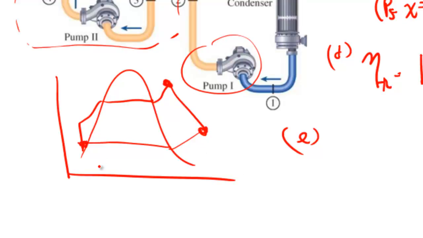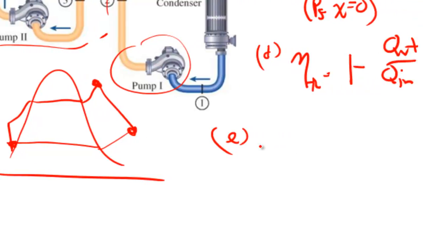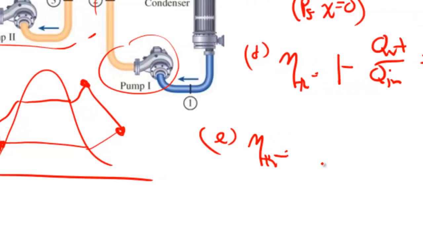This point right over here is more or less the same. So you just need to go ahead and get rid of your mass fractions in there. And you can go ahead and probably pump that out pretty quick. And you find that the efficiency of that is about 26.2%. So, and that would be part E.